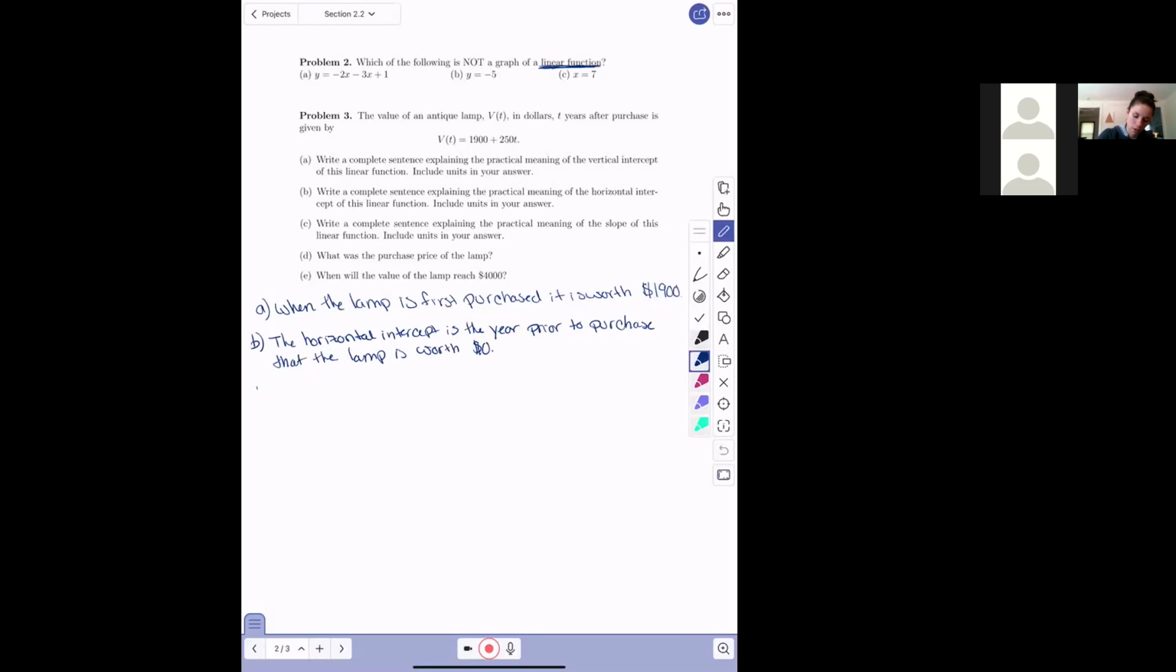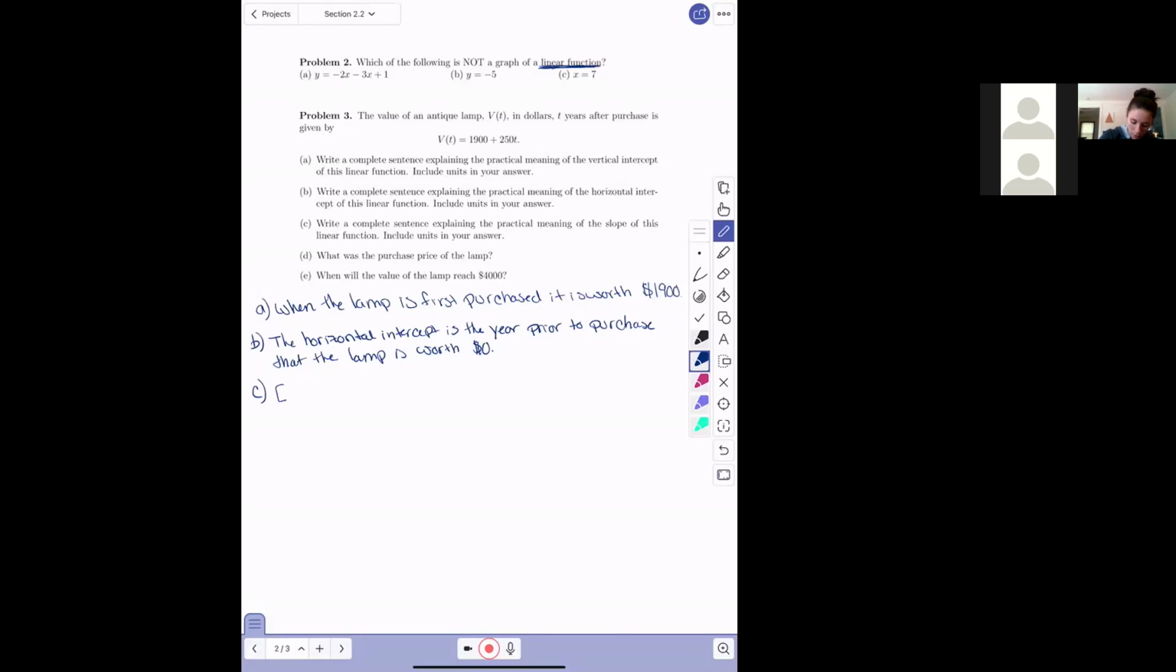Part C, write a complete sentence explaining the practical meaning of the slope of this linear function. So the slope is positive 250. So the slope is telling us that, and it's being multiplied by time, by the amount of years. So it's telling us that every year after purchase, the value of the lamp increased $250.